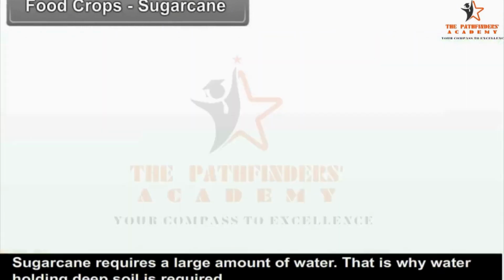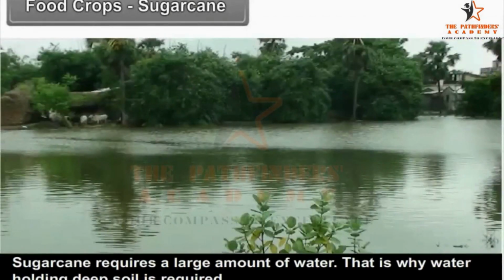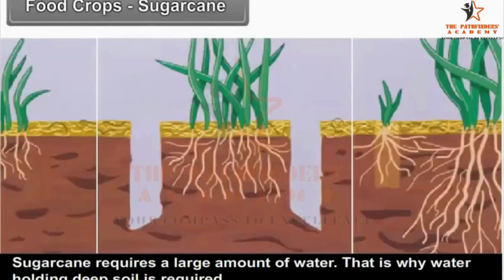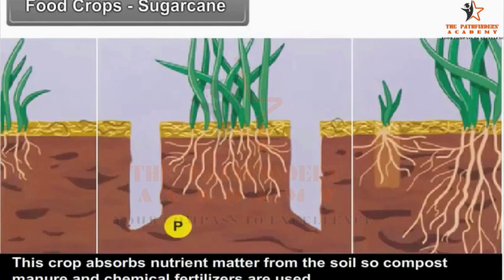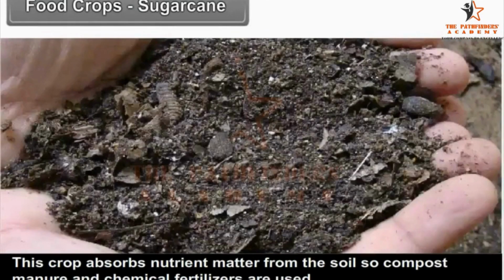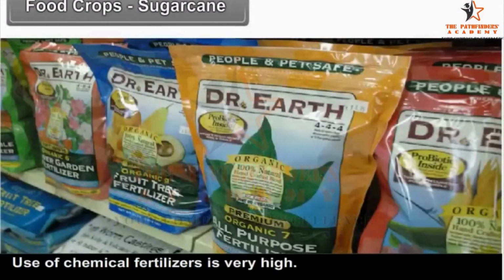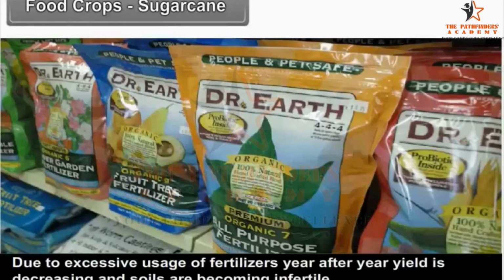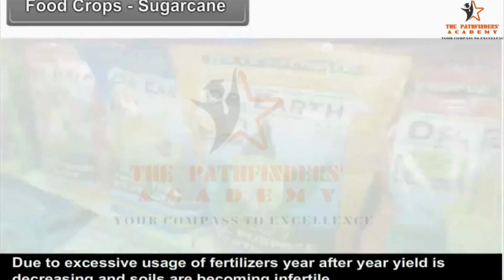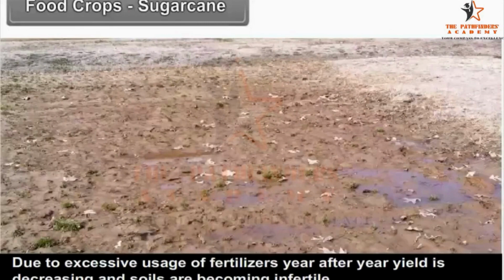Sugarcane requires a large amount of water. That is why water-holding deep soil is required. This crop absorbs nutrient matter from the soil, so compost manure and chemical fertilizers are used. Use of chemical fertilizers is very high. Due to excessive usage of fertilizers, year after year, yield is decreasing and soils are becoming infertile.